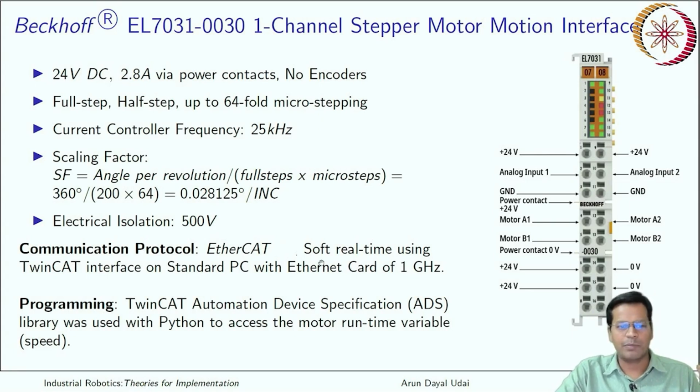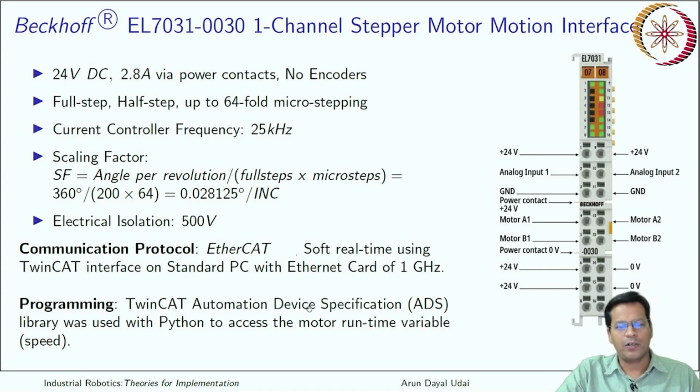So this has the capability to handle EtherCAT communication using soft real time with the TwinCAT3 interface on a standard PC. The standard PC should have an Ethernet card with 1 gigabit speed. That is a prerequisite to use any TwinCAT interface. Okay, programming will again follow similar steps.